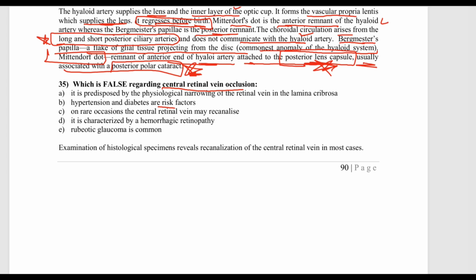on rare occasion, the central retinal vein may recanalize; it is characterized by hemorrhagic retinopathy; neovascular glaucoma is common.